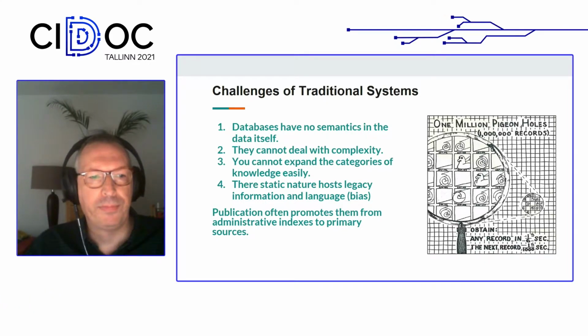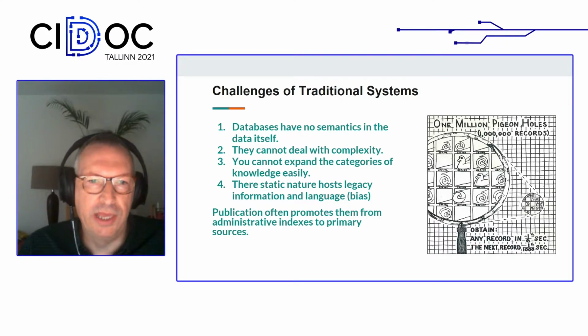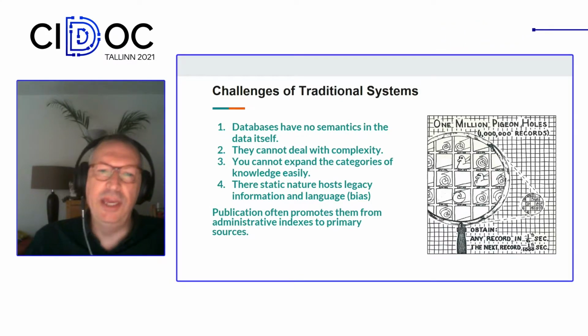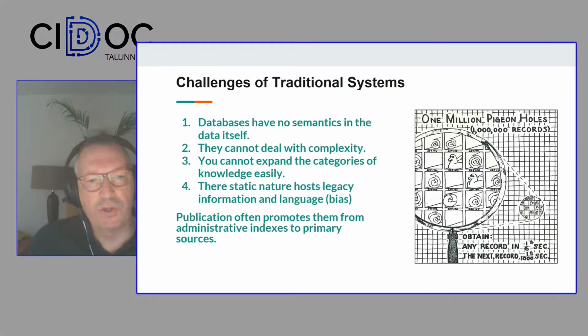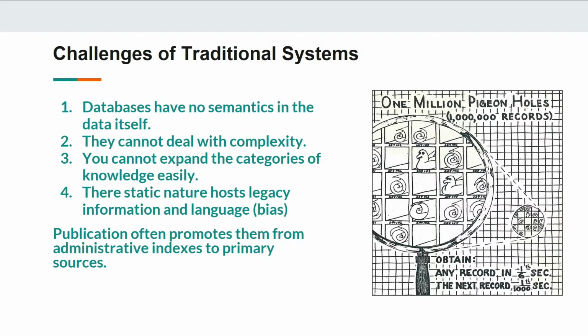So when we publish this data out onto the web, it changes the nature of the purpose and aims of that data. But also it does something else. It promotes that data from an administrative index to a primary source of information. And therefore, there's a lot more responsibility in understanding the impact and the content of that data.